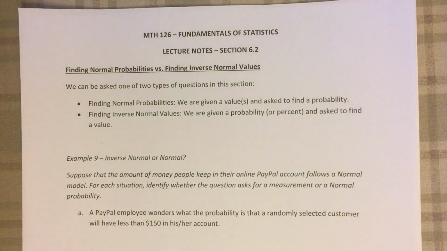Okay, so the last thing that we have to talk about in section 6.2 is the difference between finding normal probabilities and finding inverse normal values. So what we have done so far, every example that we have done where we've been finding probabilities, we've been using our table and or StatCrunch to actually find a percentage or a probability. What we're going to do in this very last section is we're going to reverse our process.